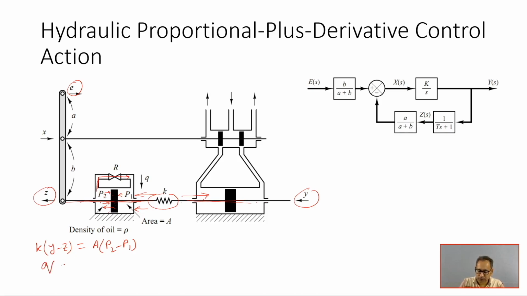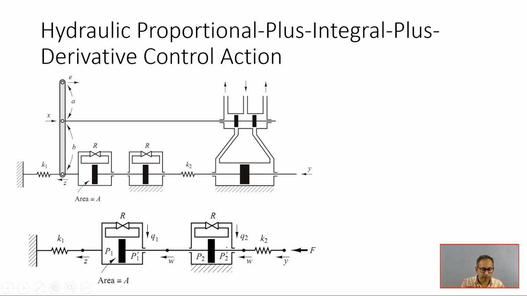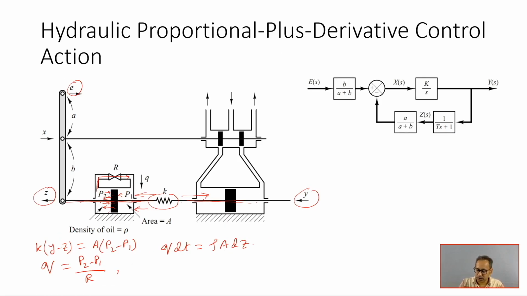Another relationship is Q equals P2 minus P1 divided by R. The third relationship is Q dt equals rho A dz. This is the mass flow rate Q multiplied by dt, and that is equal to A into dz, where dz is the displacement of this particular piston in this direction. So, the volume which is reduced in this chamber is A into dz, multiplied by rho. So, these are the three constitutive relations.